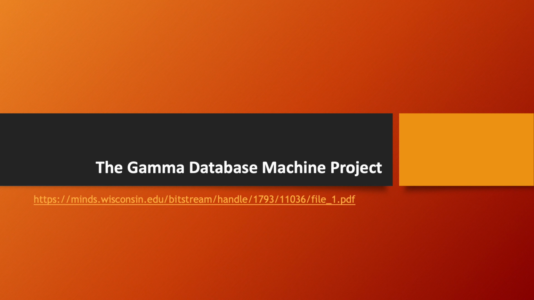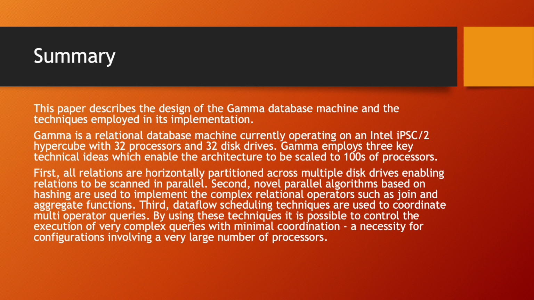The paper of the day is the Gamma Database Machine project. This paper describes the design of the Gamma database machine and the techniques employed in its implementation. Gamma is a relational database machine currently operating on an Intel iPSC/2 hypercube with 32 processors and 32 disk drives. Gamma employs three key technical ideas which enable the architecture to be scaled up to hundreds of processors.